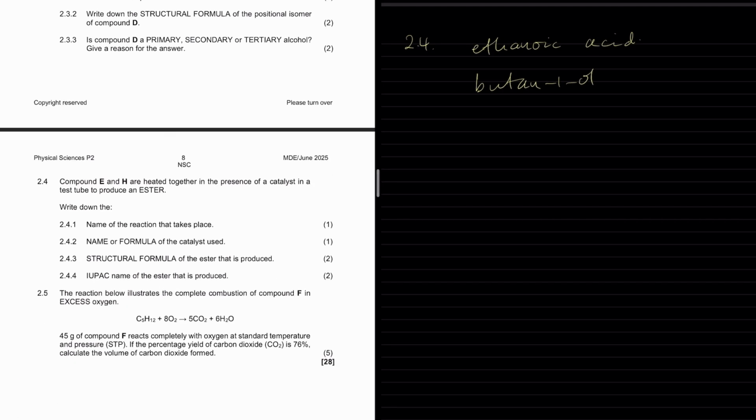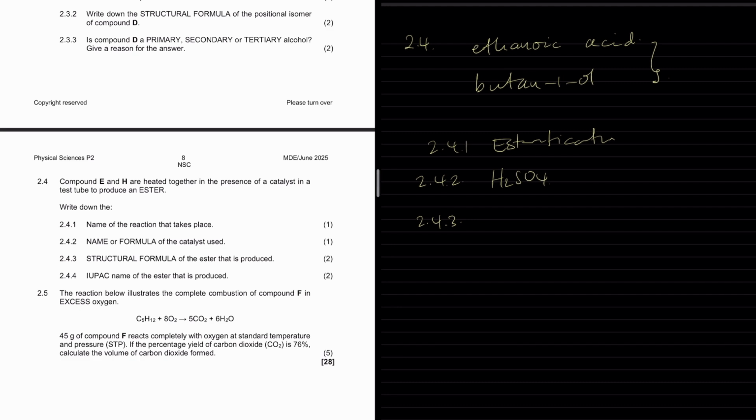They want to know, name the reaction that takes place between a carboxylic acid and an alcohol. So 2.4.1, that is called esterification. 2.4.2, the name of the catalyst used, name or formula. So let's just go with the formula H2SO4.